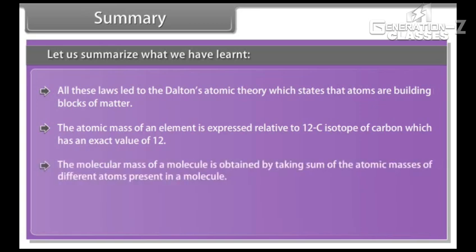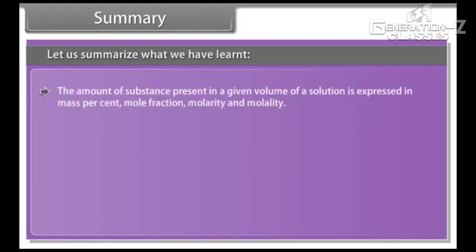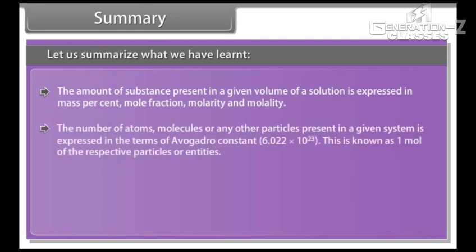The molecular mass of a molecule is obtained by taking the sum of the atomic masses of different atoms present in a molecule. The quantitative study of the reactants required or the products formed is called stoichiometry. The amount of substance present in a given volume of a solution is expressed in mass percent, mole fraction, molarity and molality. The number of atoms, molecules or any other particles present in a given system is expressed in terms of Avogadro constant 6.022 into 10^23. This is known as 1 mole of the respective particles or entities.